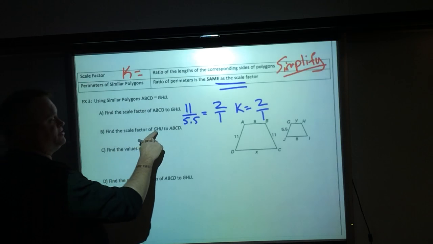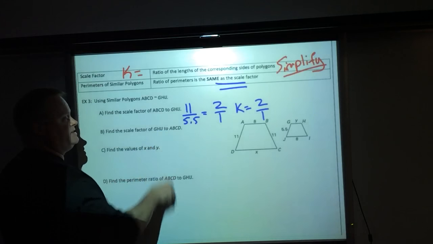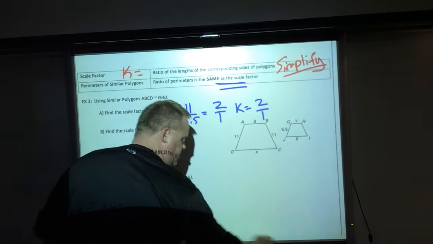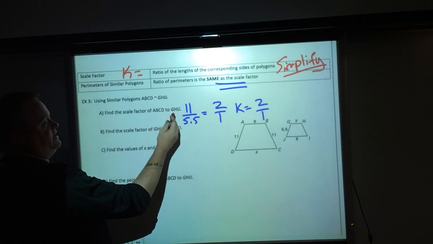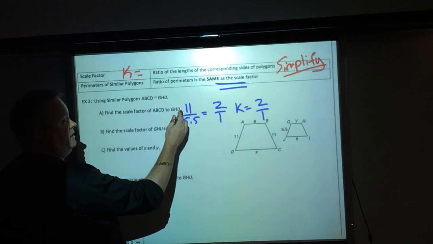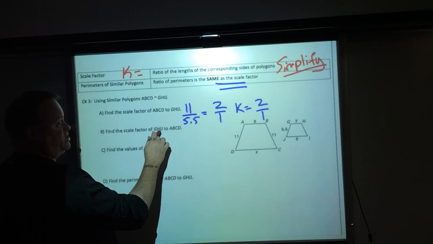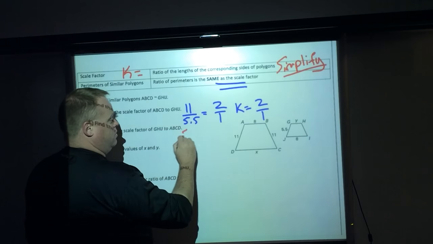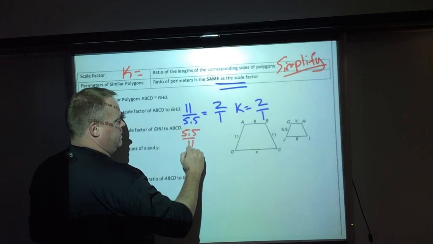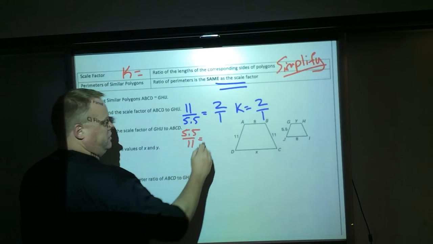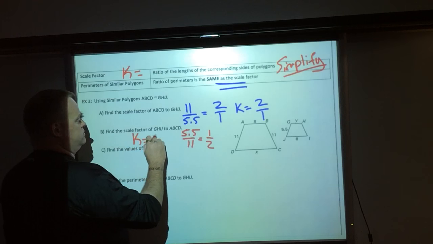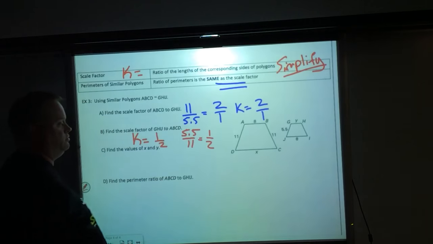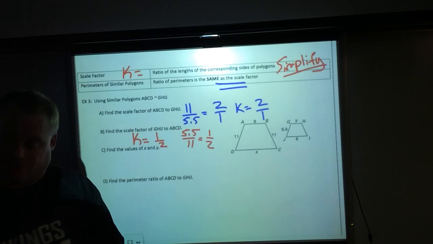Find the scale factor of GHIJ to ABCD. Well, really, I'm just going to flip what I just did here. Because ABCD to GHIJ, I'm just going to go GHIJ to ABCD. So I'm going to go 5.5 over 11. In essence, I'm just going to flip it. 1 over 2. So my k is equal to 1 over 2. That is my k factor.